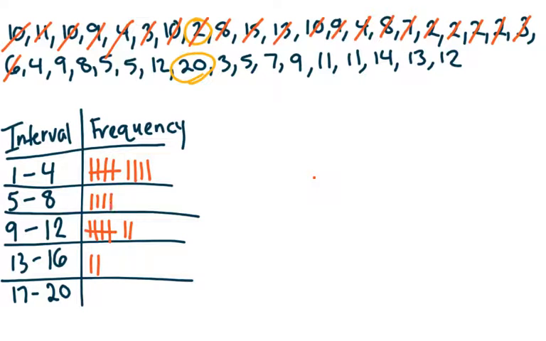goes in this one, 4, 9, 8, 5, 5, 12, 20, 3, 5, 7, 9, 11, 11, 14, 13, 12. Again, you can tell that's a lot of data.